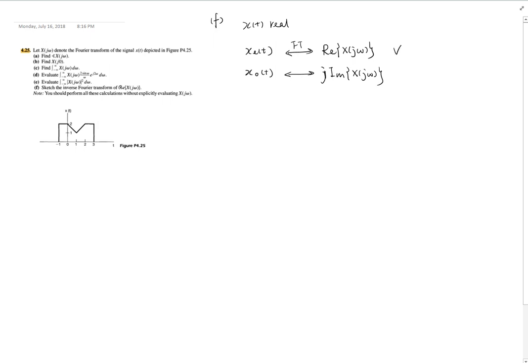What we're going to use here is, we know the real part of X(jω), and it asks us to find the inverse Fourier transform, which is just the even part of the signal. So you find the x(negative t), what does it look like, and you sum x(t) and x(negative t) together, and then multiply by a half, and you will be able to get your answer.